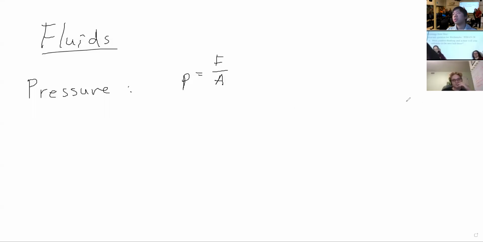So pressure is equal to force over area. So then how do we calculate pressure? In a simple example, it would just be like a box on the ground.